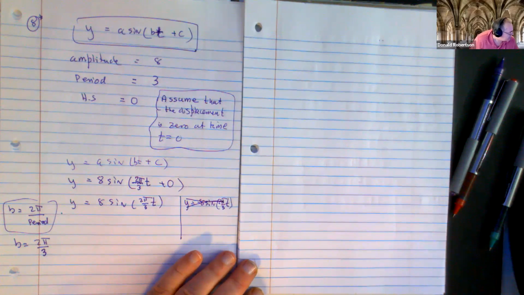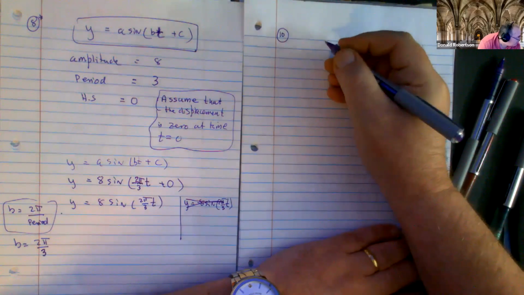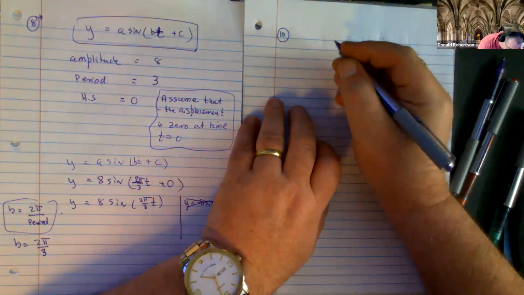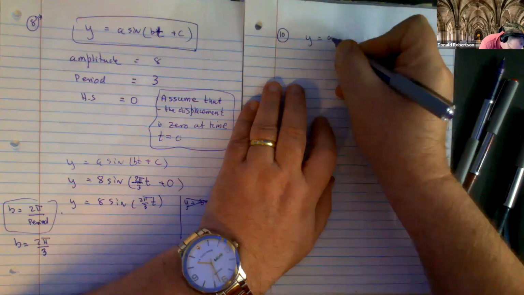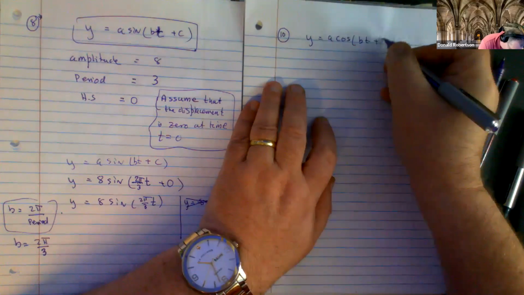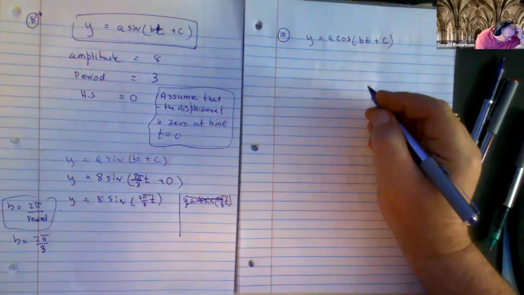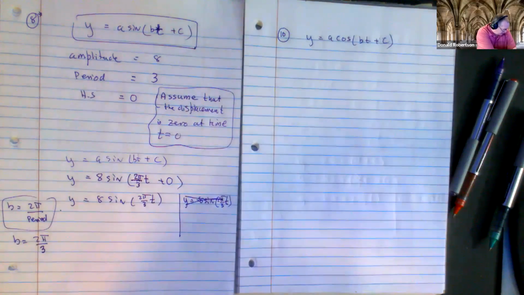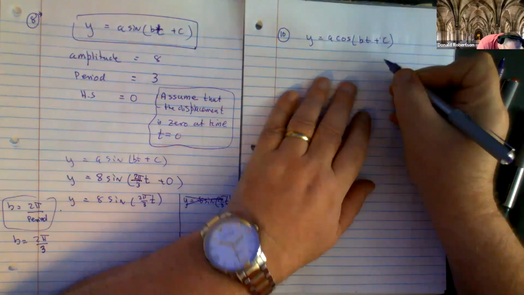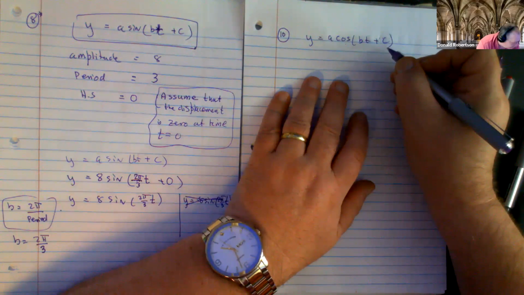So let's try 10. In question 10, you're told that it's a cosine this time. So it's going to be A cosine(Bt + C). And they're telling you, assume that displacement is at its maximum at time t equals 0. So that's why I know it's a cosine, and why I also know that C is 0.